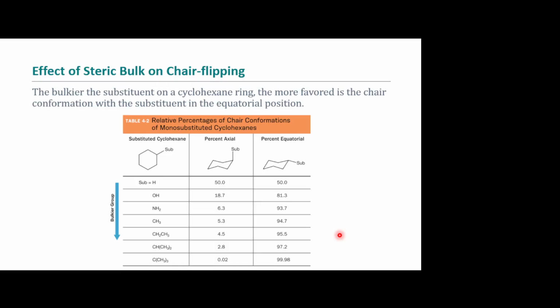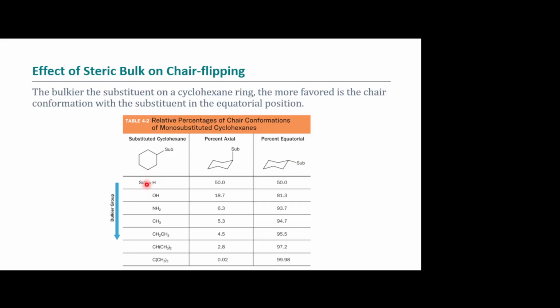All right. So let's go ahead and look at some of the effects of chair flipping. This is one of the reasons why we had to go into so much detail in the chair flipping, by the way, is because this becomes extremely important as we add substituents off this 6-member ring. Okay, so the bulkier the substituent on that cyclohexane ring, the more favored that chair conformation is going to be that puts it in the equatorial position. The less favored it's going to be in the axial position.